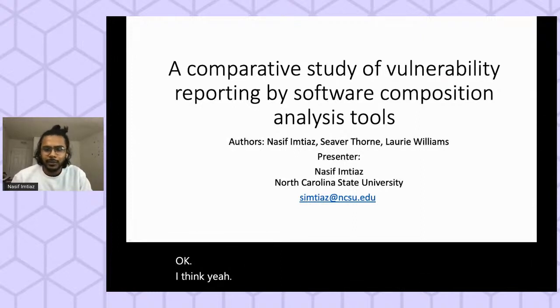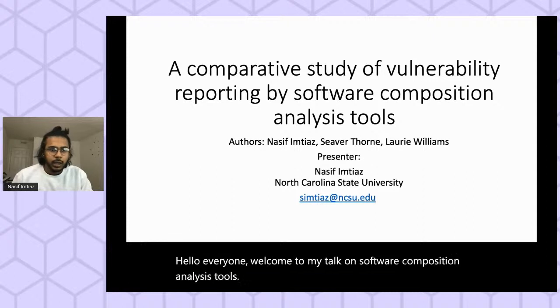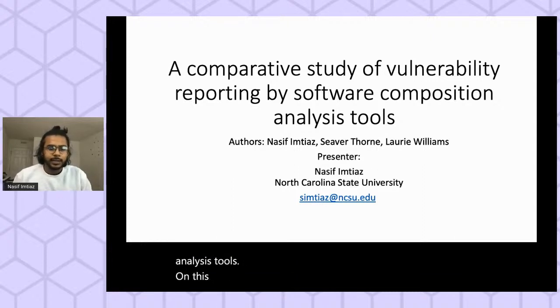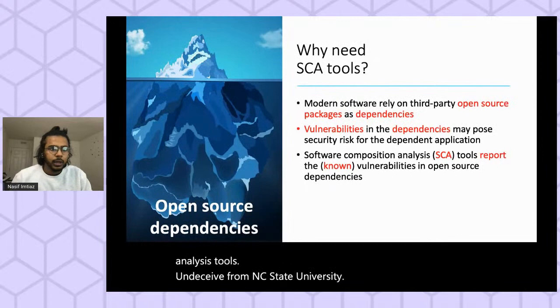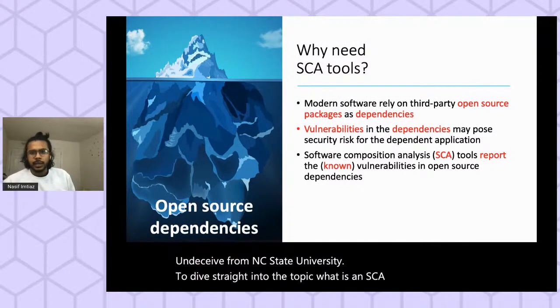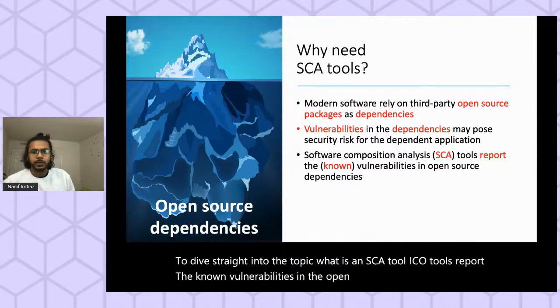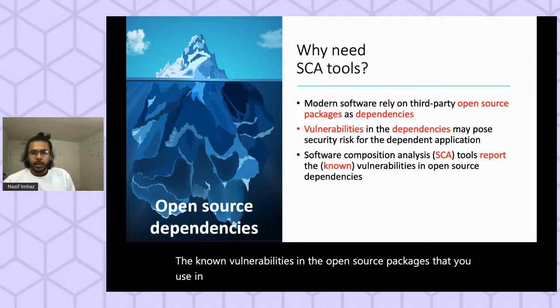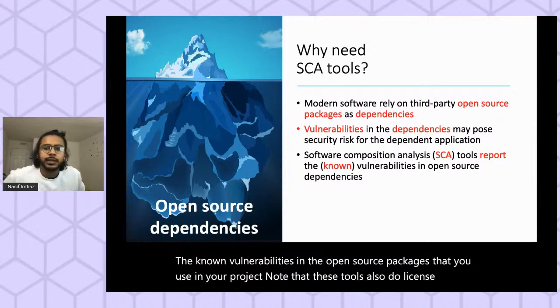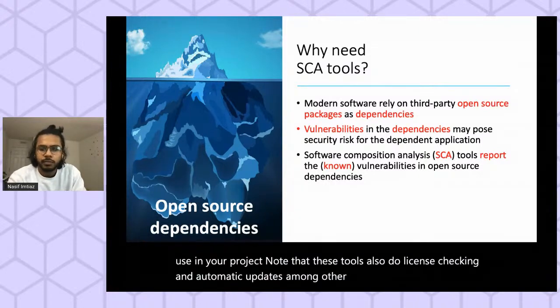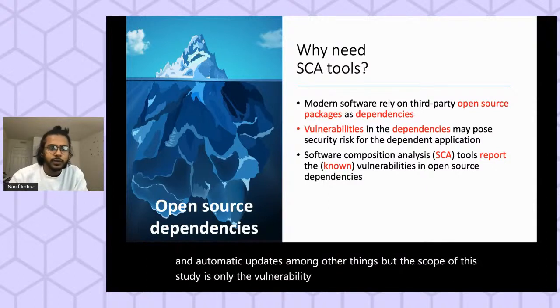Hello everyone. Welcome to my talk on software composition analysis tools. I'm Nasif from NC State University. To dive straight into the topic, what is an SCA tool? SCA tools report the known vulnerabilities in the open source packages that you use in your project. Note that these tools also do license checking and automatic updates, among other things. But the scope of this study is only the vulnerability reporting aspect of SCA tools.